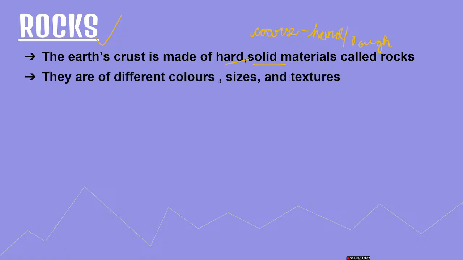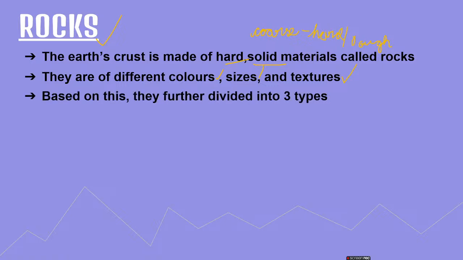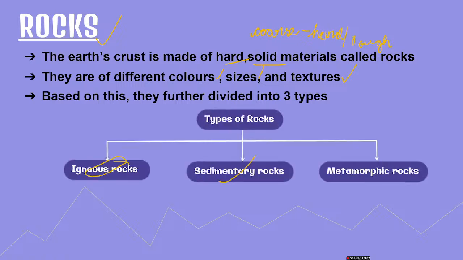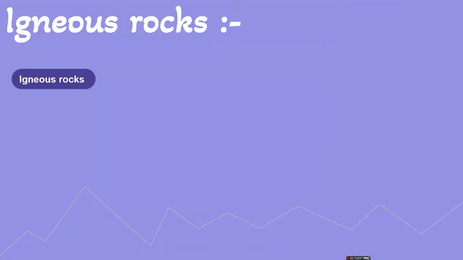Okay, they are of different colors, right? You see gypsum, granite, basalt and many others. They are of different colors, different sizes, and even different textures. They are not the same in color, not the same in texture, and not even the same in their composition, right? So based on the colors, sizes and texture, there are three types of rocks: igneous, sedimentary and metamorphic rocks. What are these rocks? Why are they important? How are they differentiated? Today let us see. First let us see the igneous rocks.